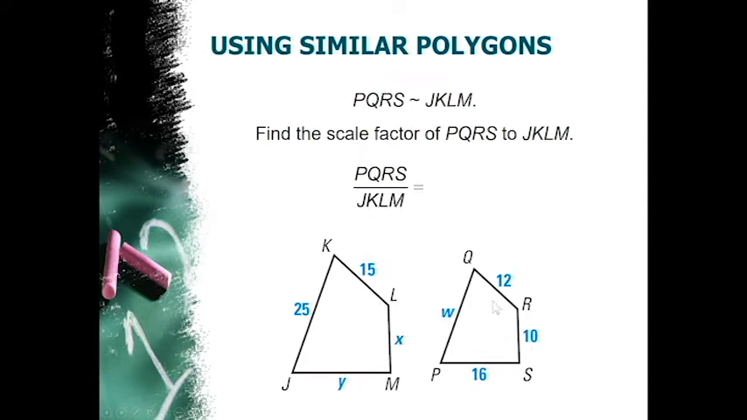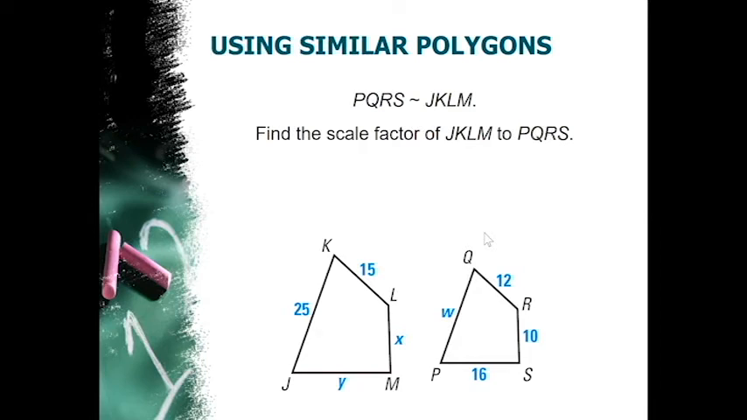So we're looking for a numeric value that's on corresponding sides. So here we got y and 16, no good because of the y. X and 10, no good because you got the x. 15 and 12, that's what we're looking for. Two corresponding side lengths that both have numeric values. The numeric value from PQRS is the 12. The numeric value from JKLM is the 15. So we're going to go 12 over 15. Reduced is 4/5.